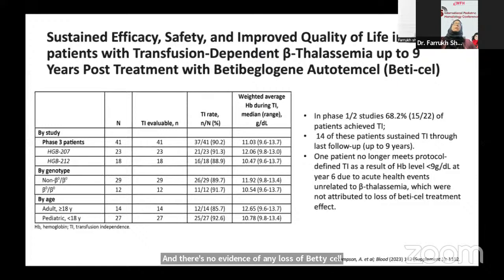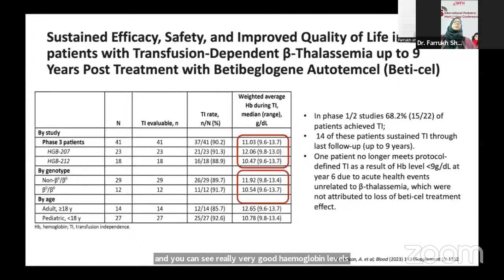On the table here, you can actually see the phase 3 study patients. And what's really important here is that when you look at the phase 3 patients, these patients all got higher stem cell counts and higher viral transduction levels. And you can see really very good hemoglobin levels post-infusion in those patients.